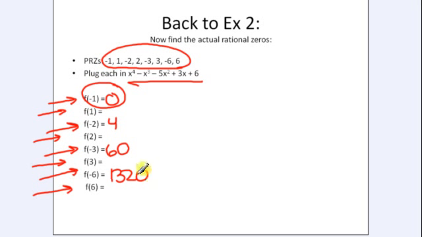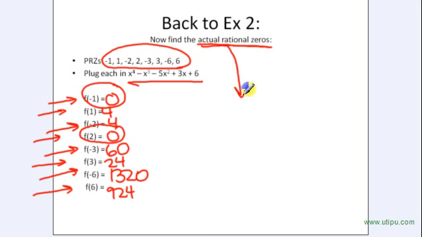Then go back, plug in 1, get 4. Plug in 2, I get 0, so there's another 0. Plug in 3, I get 24. And plug in 6, I get 924. Make sure you're getting those same values on your calculator. So we can see I have 2 actual rational zeros. My actual rational zeros are -1 and +2.